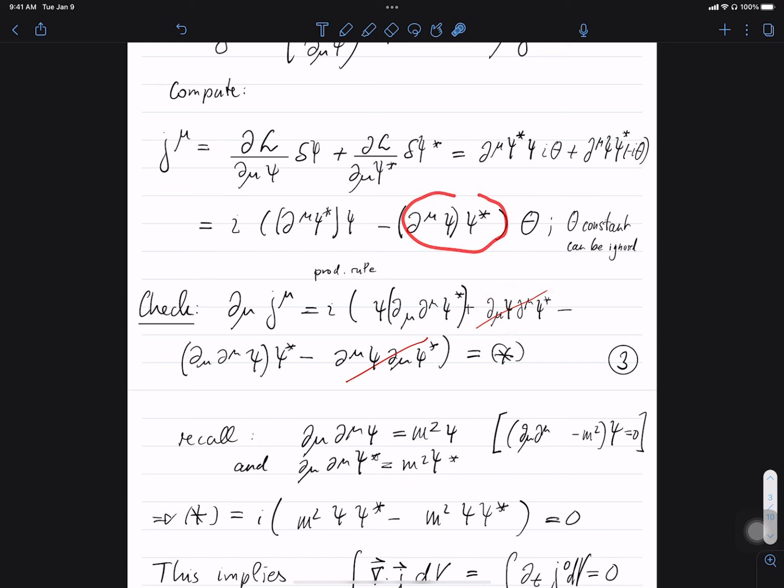Now minus the same story on the other terms, where two derivatives hit psi, and one where each derivative hits psi and psi star. Those are symmetric and they cancel and have negative sign.